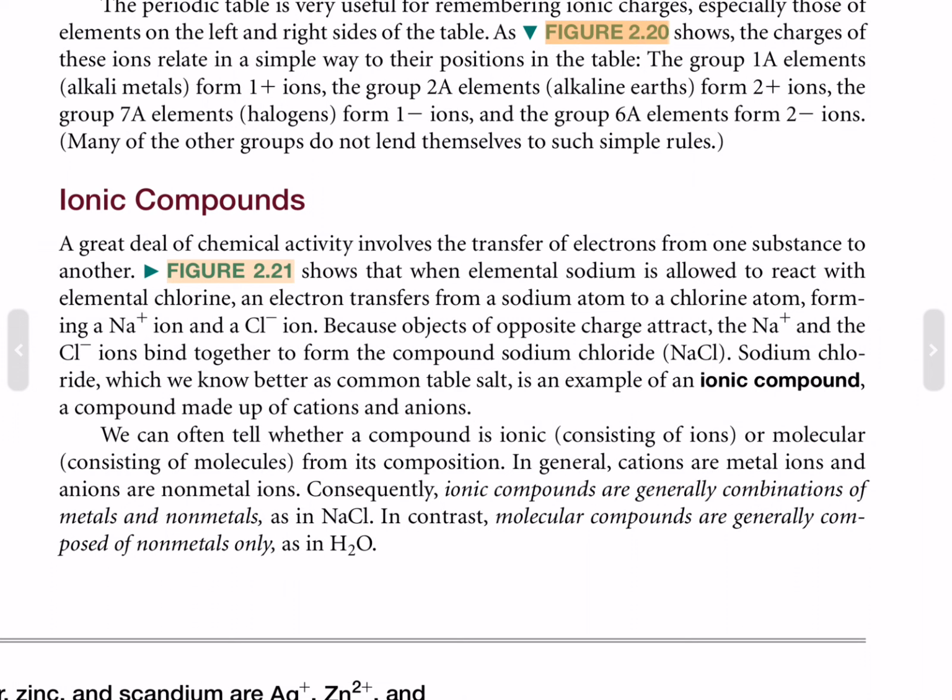We can often tell whether a compound is ionic, consisting of ions, or molecular, consisting of molecules, from its composition. In general, cations are metal ions and anions are nonmetal ions. Consequently, ionic compounds are generally combinations of metals and nonmetals, such as sodium chloride. In contrast, molecular compounds are generally composed of nonmetals only, such as water.